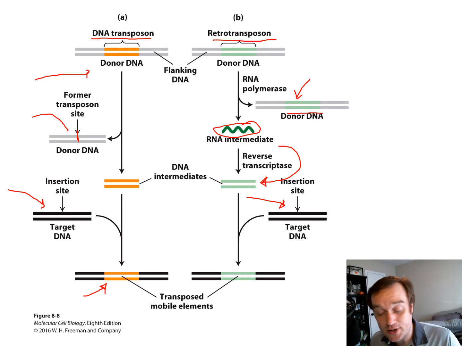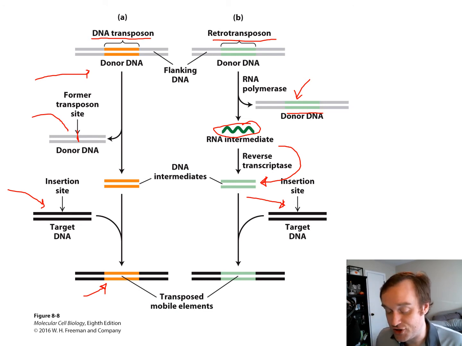These retrotransposons, as opposed to a DNA transposon, are making copies, right? DNA transposons are cutting themselves out and moving around, but retrotransposons are making copies that move around. That's why there are so many of these elements throughout the genome, because they can duplicate.